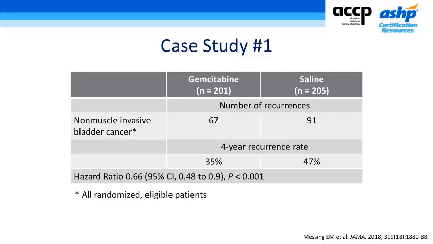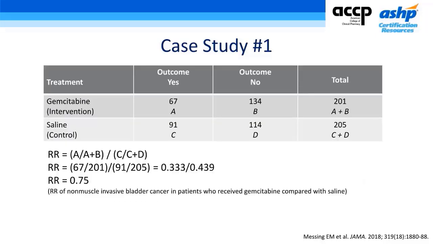Number of recurrences of that type of cancer was 67 with the gemcitabine group, and then 91 with the saline group. And then the 4-year recurrence rate with gemcitabine was 35% and 47% with saline. And then the hazard ratio is listed here as well as the confidence interval and p-value associated with this outcome. So thinking back to the results that I just discussed, we have gemcitabine and saline as our treatment groups.